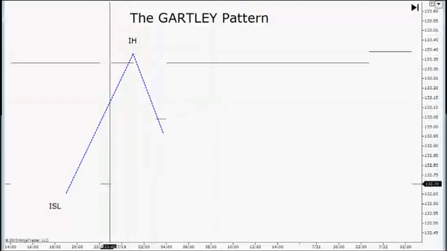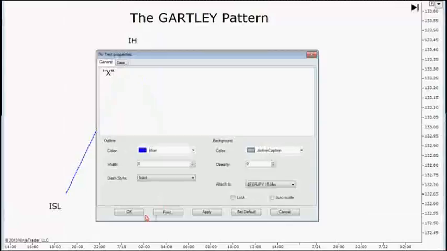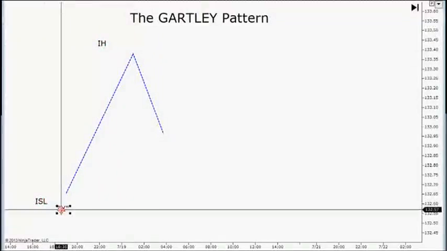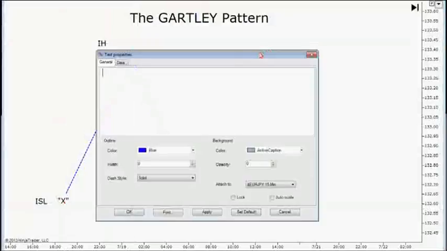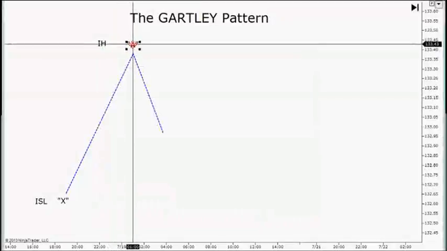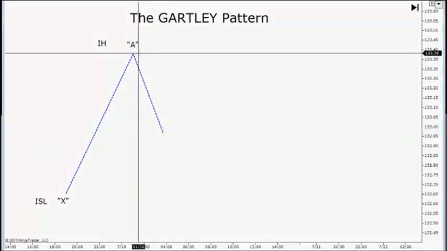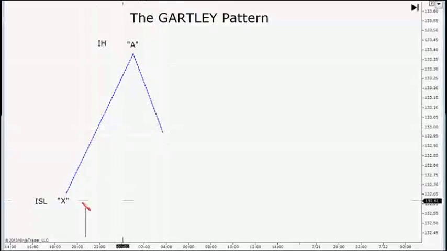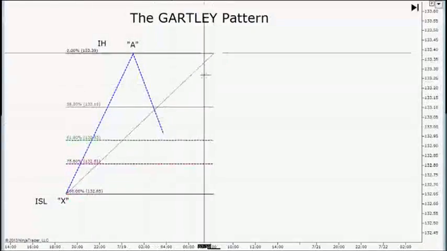So when they get this initial pullback, when we classify this initial leg, it is known as the X leg, okay? And then the initial high, if I just move these over here, is known as what? Does anybody remember? The A leg. Yes, you guys got it. Perfect. X to A. This is the retracement or the outside return. This retracement of the X to A leg must, here's the rules, it must touch the 618 retracement.